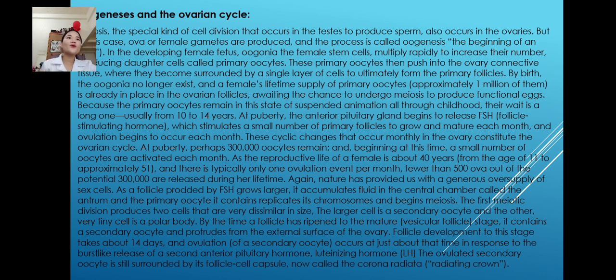The ovulated secondary oocyte is still surrounded by its follicle cell capsule, now called the corona radiata, or radiating crown. Some women experience a twinge of abdominal pain in the lower abdomen when ovulation occurs. This phenomenon is called mittelschmerz, German for middle pain. It is caused by the intense stretching of the ovarian wall during ovulation.